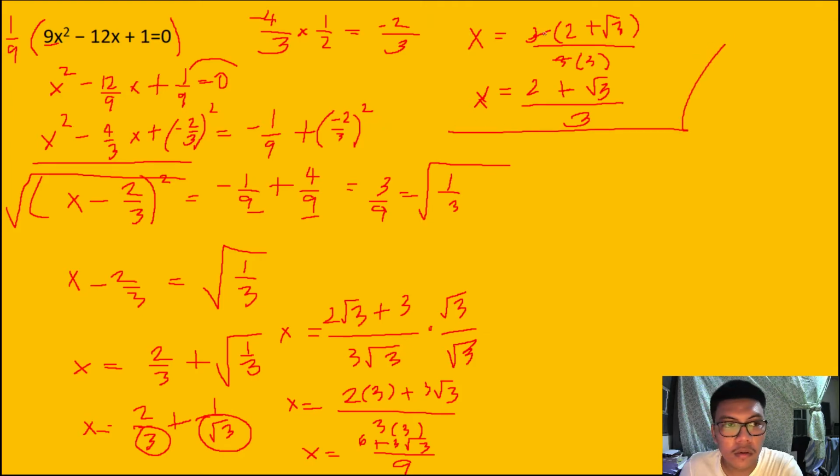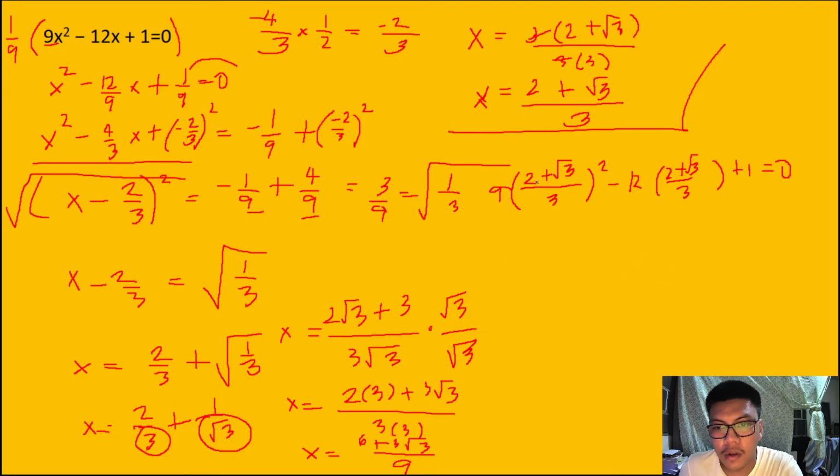So let's try ngayon kung tama ba. Okay? So substituting the answer here. So we have 9 times 2 plus square root of 3 over 3 squared minus 12 times 2 plus square root of 3 over 3 plus 1 is equal to 0. Simplify natin, ano? So 9 magiging square to, so magiging 9 din, ano? So cancel na yung 9. So ito na lang ngayon.